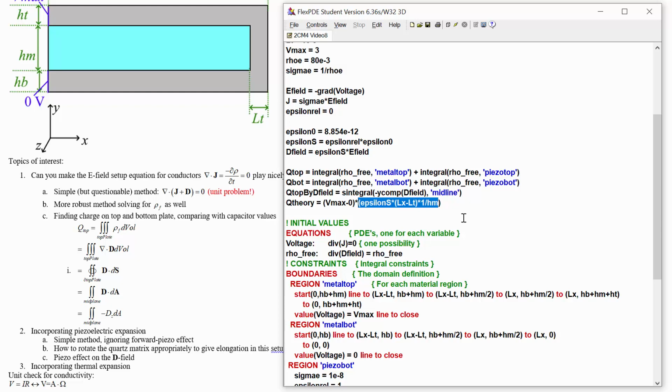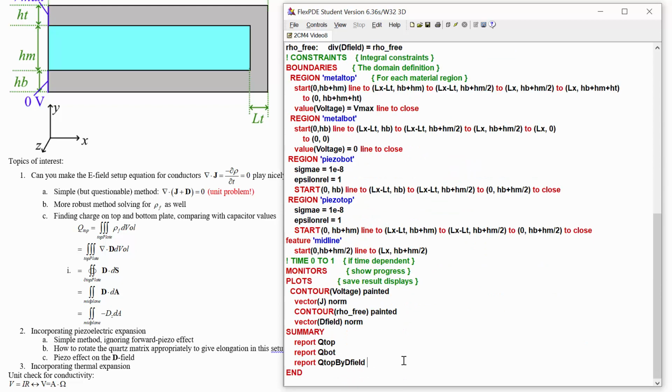That's our capacitance for a parallel plate capacitor, multiplied by the voltage across it, should give us the charge on that capacitor. Now this one, we're going to evaluate in the middle of the capacitor to just make sure that we're using the right permittivity. So this is going to be value of Q theory. We'll give an x value of Lx over 2 and a y value of HB plus HM over 2.